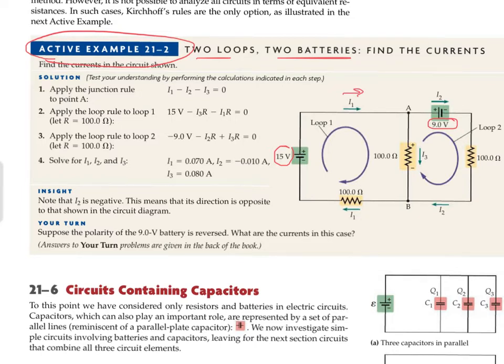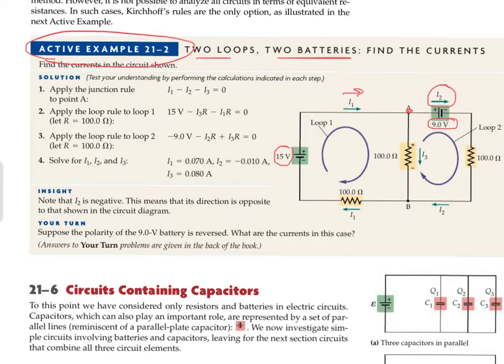In this loop, they show the current I2 going against that battery, and you really don't know for sure which way it's going. So if you end up getting a negative answer for I2, you know you picked the wrong direction. But you're going to assume a certain direction. So the way this problem was solved, it assumes that this 15-volt battery has a greater push than the 9-volt battery, so it's going to push the current from point A, from that junction, to the right, not to the left, but again, you don't know.